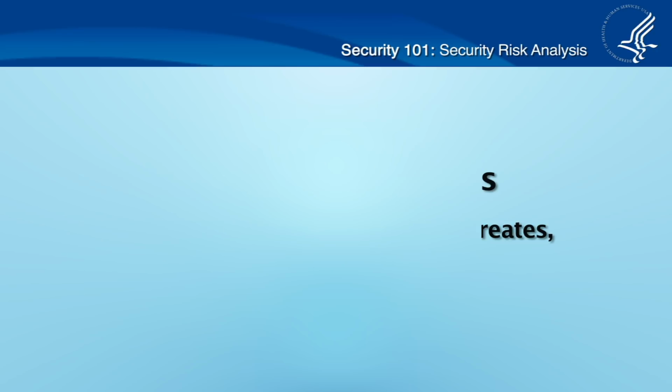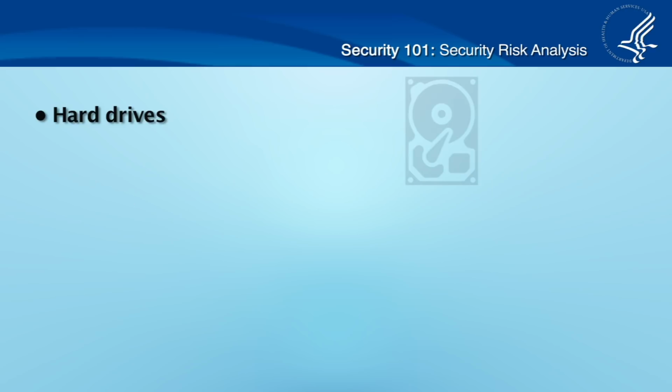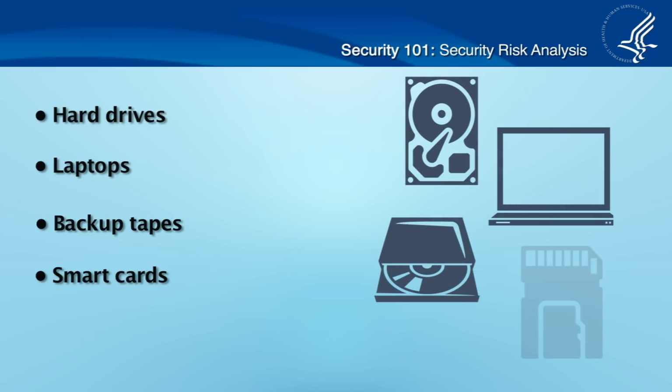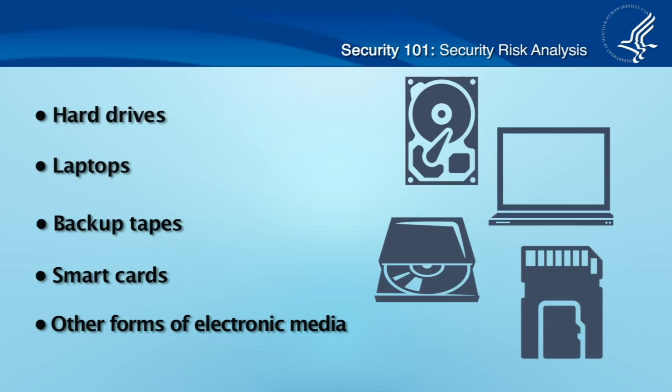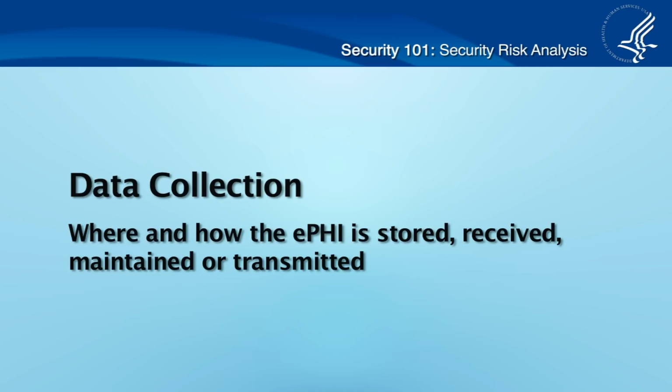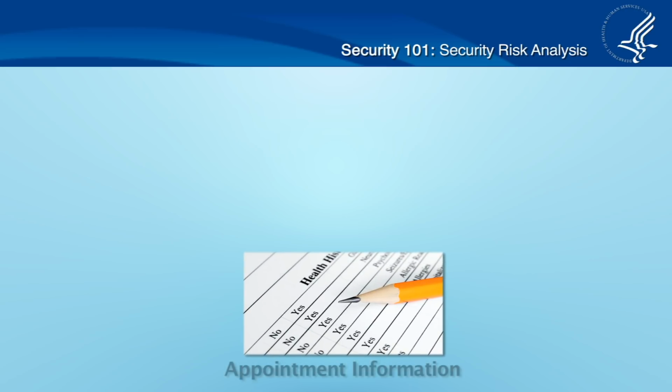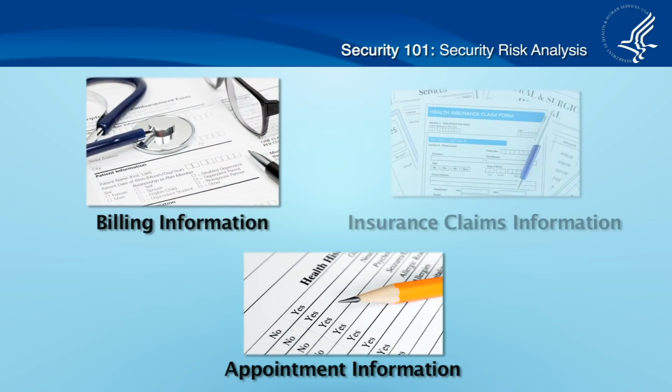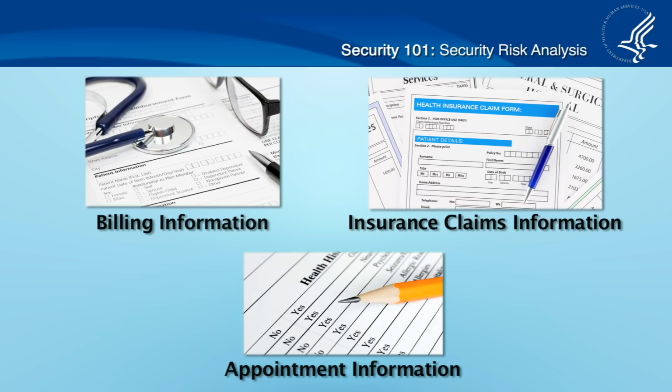This includes EPHI in all forms of electronic media, such as hard drives, laptops, backup tapes, smart cards, and other portable electronic media. It includes electronic information and information technology physically in your office or stored or accessed remotely. Your organization must gather information about where and how the EPHI is stored, received, maintained, or transmitted. Remember, EPHI can be more than a medical record. EPHI includes appointment information, billing information, and insurance claims information that have a designated record set, which is outlined in greater detail in the HIPAA regulations.